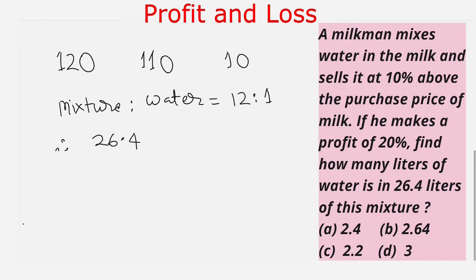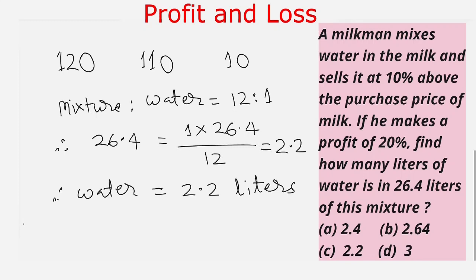Therefore, in 26.4 liters of mixture, what is the quantity of water? 1 multiplied by 26.4 divided by 12, and this is equal to 2.2. Therefore, water in the mixture is 2.2 liters. And from the given options, our answer is option C. Hope you have understood the shortcut of solving this question. Please do lot of practice from different books and solve as many questions as possible to become expert in solving the questions of profit and loss.